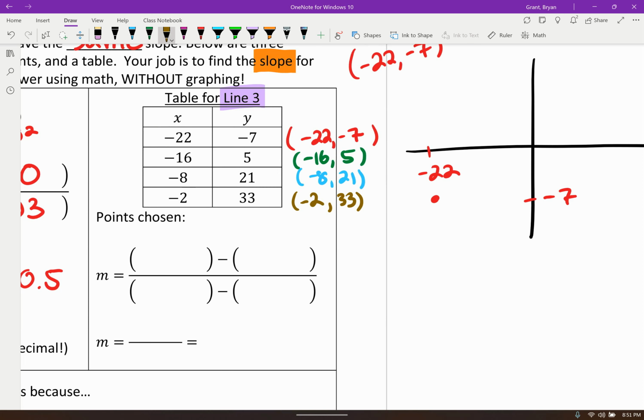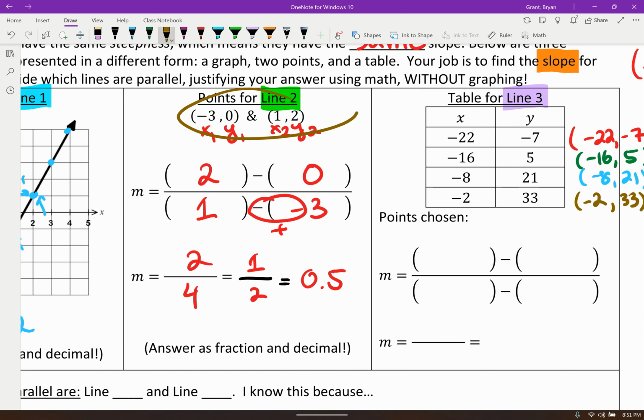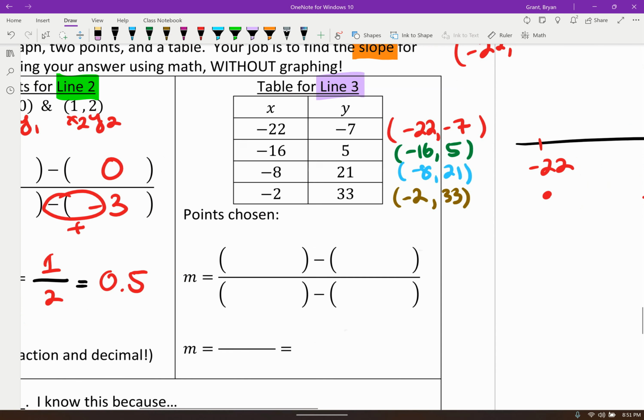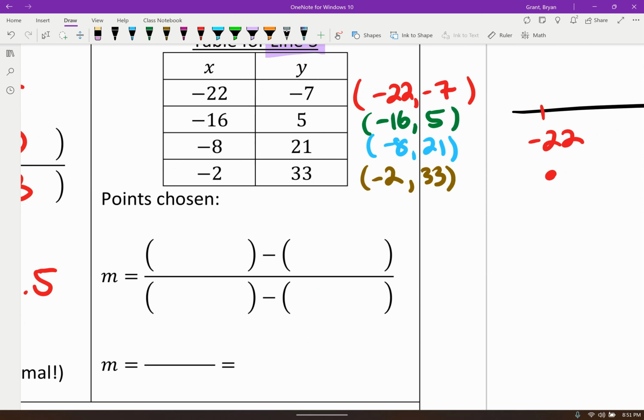We have 4 points here. And when we had 2 points on the second problem, we just used the slope formula. So how do we find the slope with 4 points? And the answer comes back to, again, what we did on page 2.